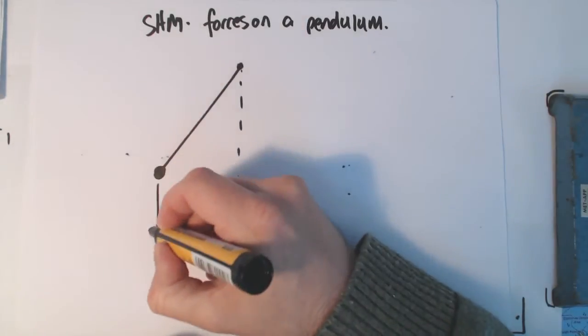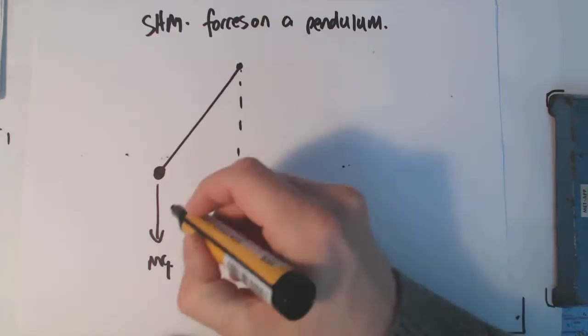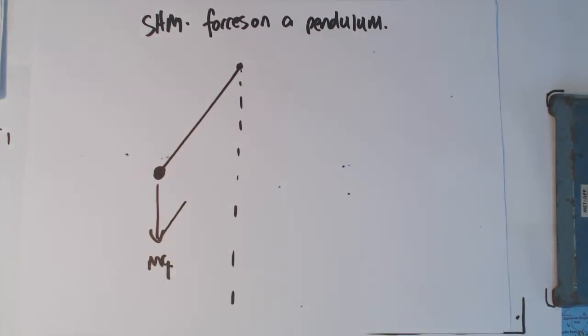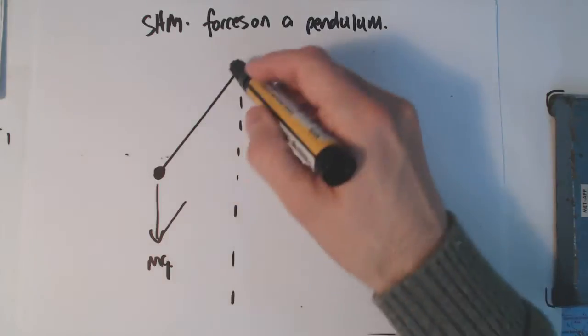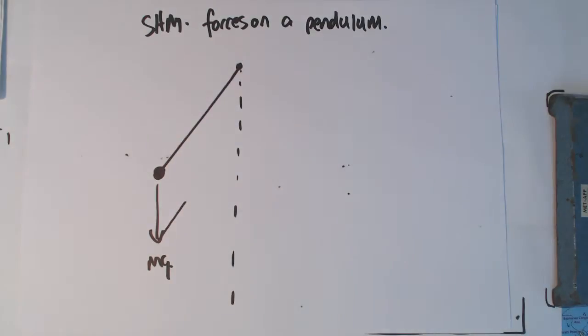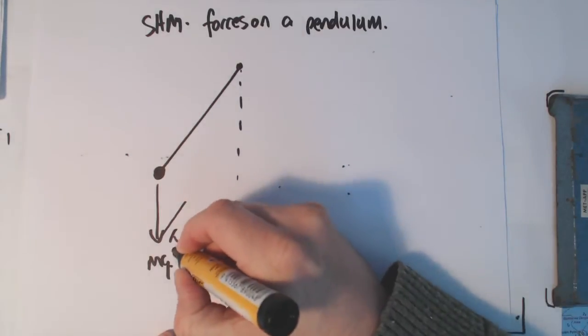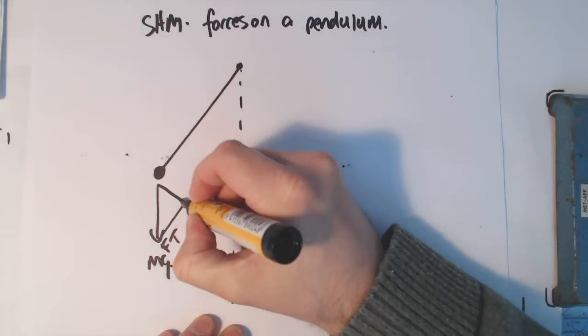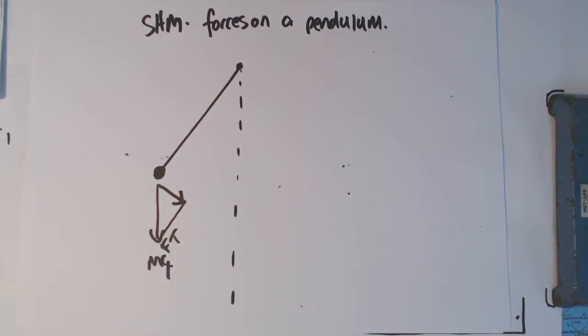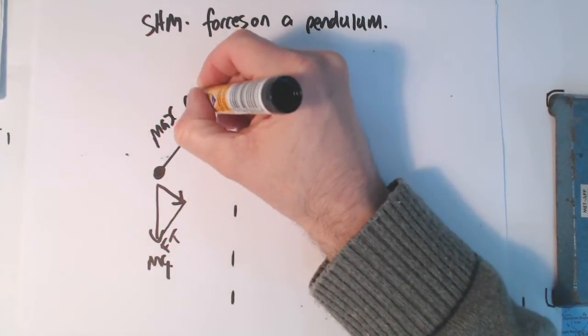So we've got mg and we've got tension. Now your tension only goes so far as to stop the component of mg that's in the same direction or parallel to the tension. So the tension can only cancel that component of the weight force. So we've got Ft. That leaves us with a net force like that. So that's the way the net force goes at the maximum amplitude on the pendulum.